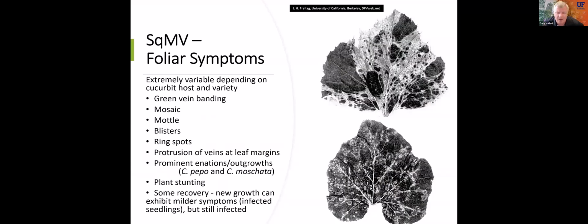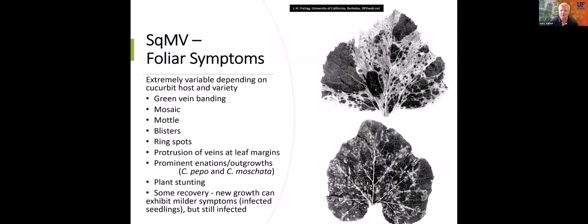Squash mosaic virus foliar symptoms are very similar to a lot of the potyviruses that Carrie Mock just presented. So you can get green vein banding, mosaic, mottle, blistering, ring spots, protrusions of veins on the leaf margins. You can get prominent enations or outgrowths, plant stunting. And interestingly, with some viral infections, you can initially see very severe symptoms. Then as new growth occurs, the plant can start getting more moderate or minor symptom development. But it's important that even though the plant looks like it might be growing out of the virus, that plant is still infective.